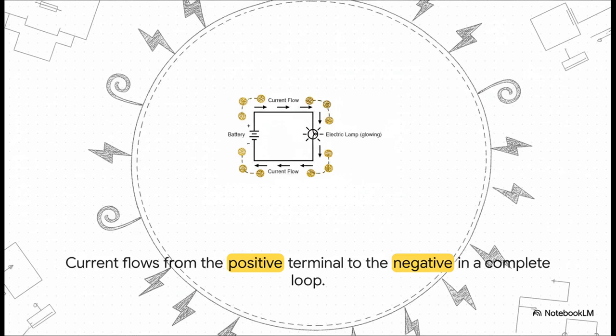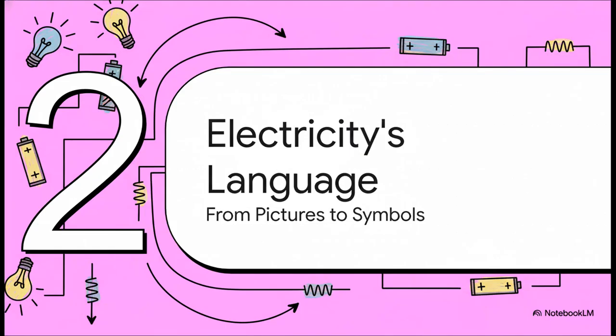And this right here shows us the single most important rule of electric current. It absolutely needs a complete, unbroken path to flow. You see it here. The current leaves the positive side of the battery, it travels through the wire, lights up the lamp, and then it returns to the negative side. It's a continuous loop. If you get a break anywhere in that loop, game over. Everything just stops.